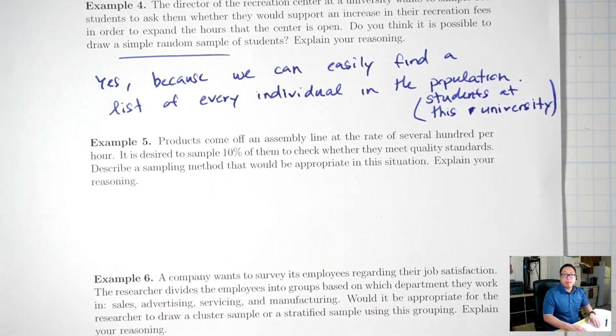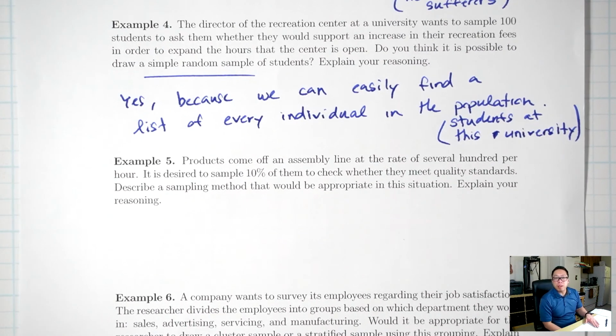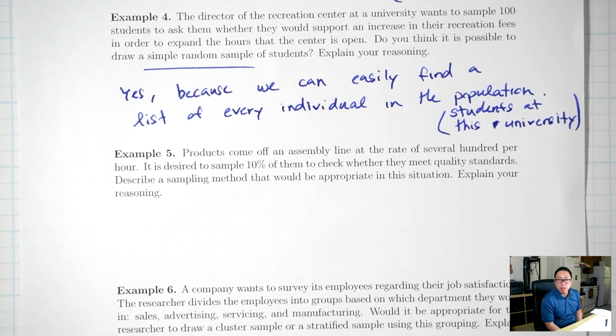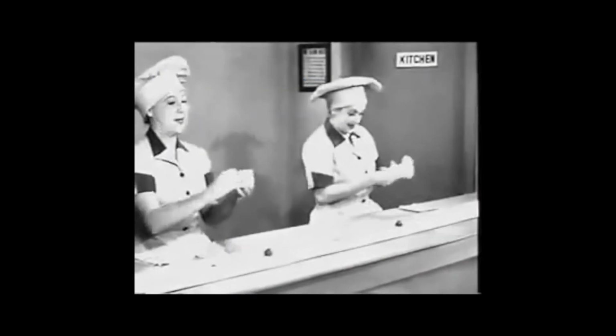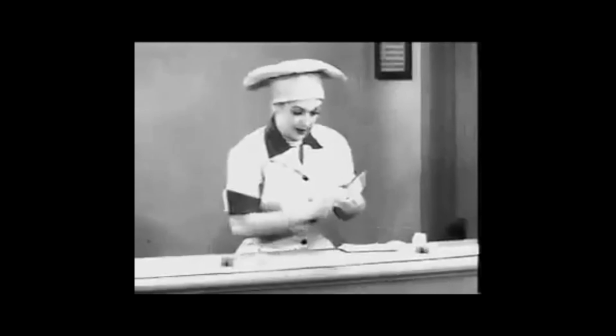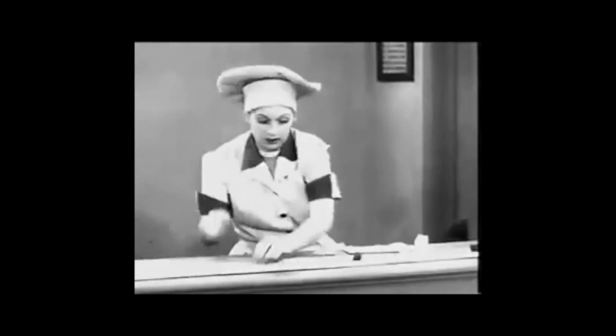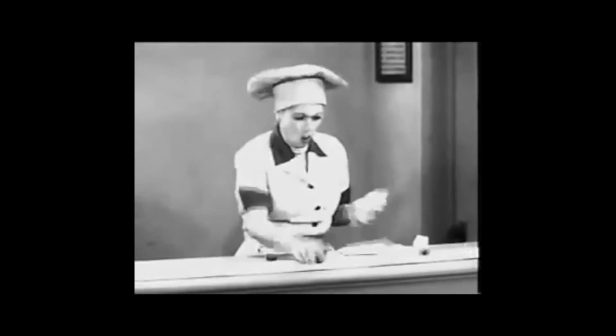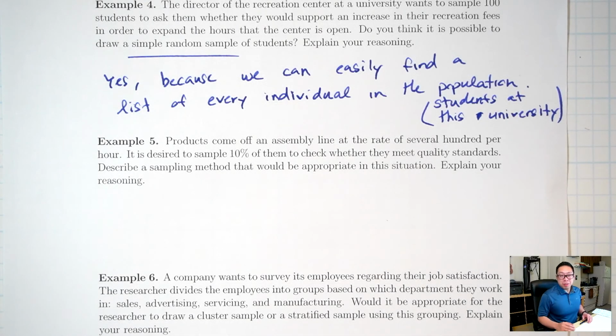Example 5. Products come off an assembly line at the rate of several hundred per hour. It is desired to sample 10% of them to check whether they meet quality standards. Describe a sampling method that would be appropriate in this situation. So whenever I think of an assembly line, I think of this situation. In that situation, what type of sampling would you do?